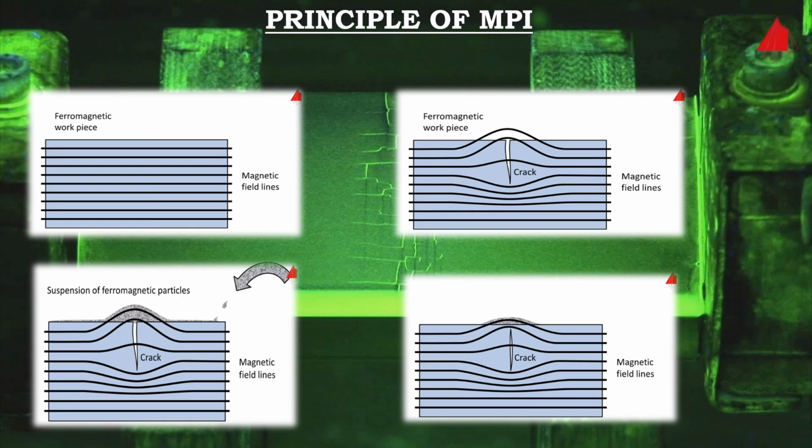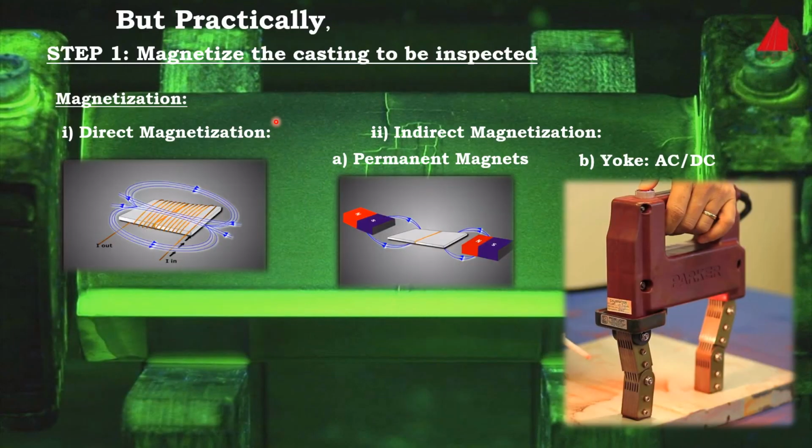Now let's see how it's involved practically. Practically, the first step is to magnetize the casting product, and magnetization can be done in two ways. First, direct magnetization, and second, indirect magnetization. In direct magnetization, you employ the test product itself in producing the magnetic field lines as shown. But this is usually not employed nowadays, since there is a risk of production of arcs or burning on the test product. In the case of indirect magnetization, permanent magnets are used for producing magnetic field lines, which again is not in practice nowadays, because you cannot control the magnetic field lines anyhow.